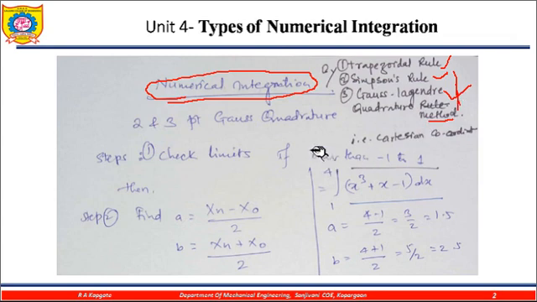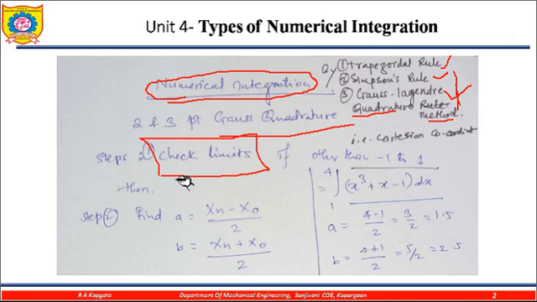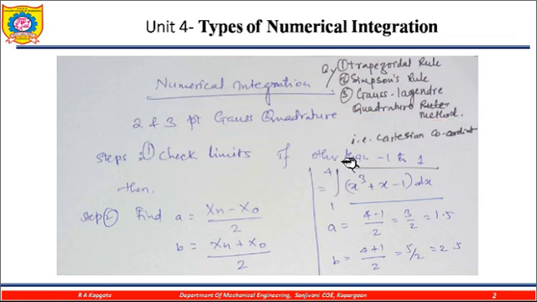So first of all, whenever any problem on numerical integration is given, and if you want to solve it using the Gauss quadrature method, first of all watch the limits given in the problem. Look at these limits of the integration. So this is 1 and 4.